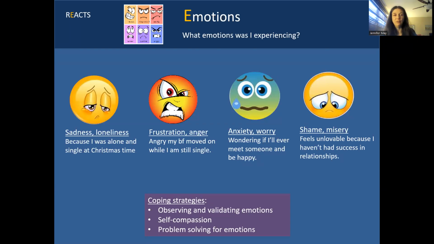So if I look at each one, there might be certain things I could do that could help alleviate some of those emotions. So sadness and loneliness because I'm alone and single. So again, we could go back to maybe I could find meaningful things to do with my time that'll help reduce my sadness and loneliness, that make me feel more connected in a certain way. So the problem solving for each one might help to make them a little bit easier to bear.